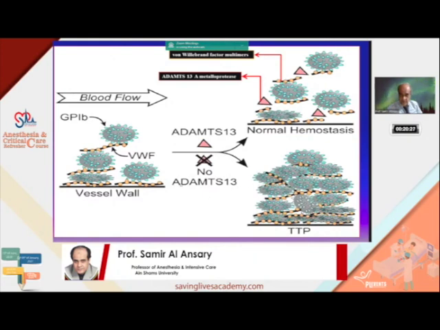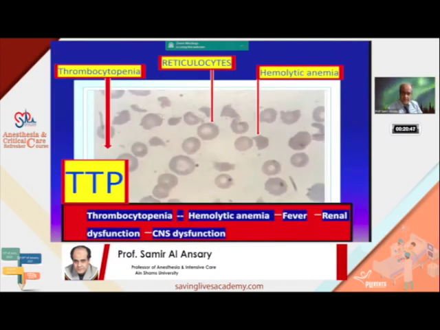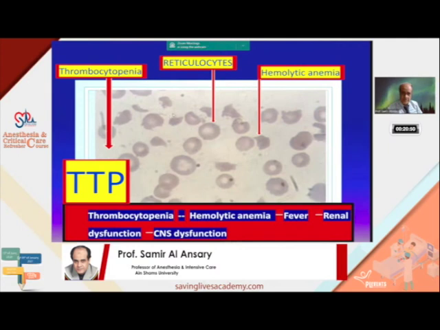This is a metalloprotease that destroys this von Willebrand factor into pieces and so prevents the aggregation of platelets and consequently the formation of thrombi inside the vasculature. These are typical presentations of a peripheral smear for a patient who is suffering from TTP. I will find reticulocytes, schistocytes, the typical schistocytes, obstructed RBCs. The patient suffers from fever, thrombocytopenia, hemolytic anemia, renal dysfunction, and CNS involvement.